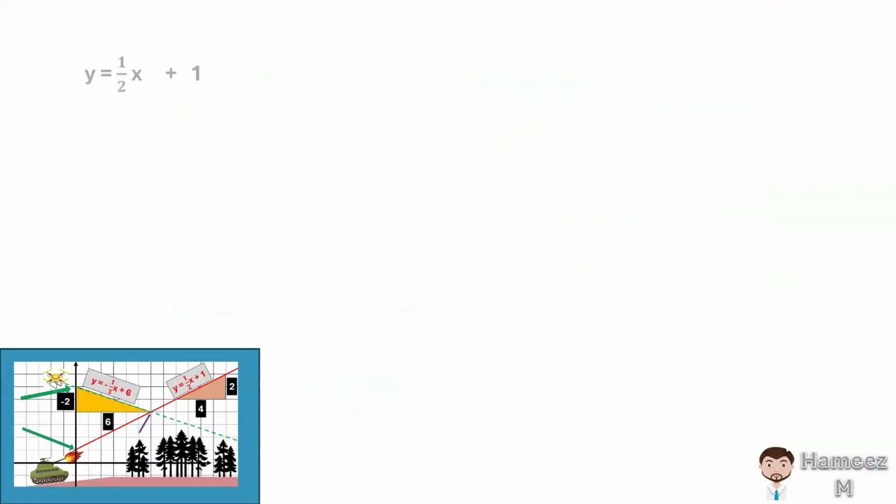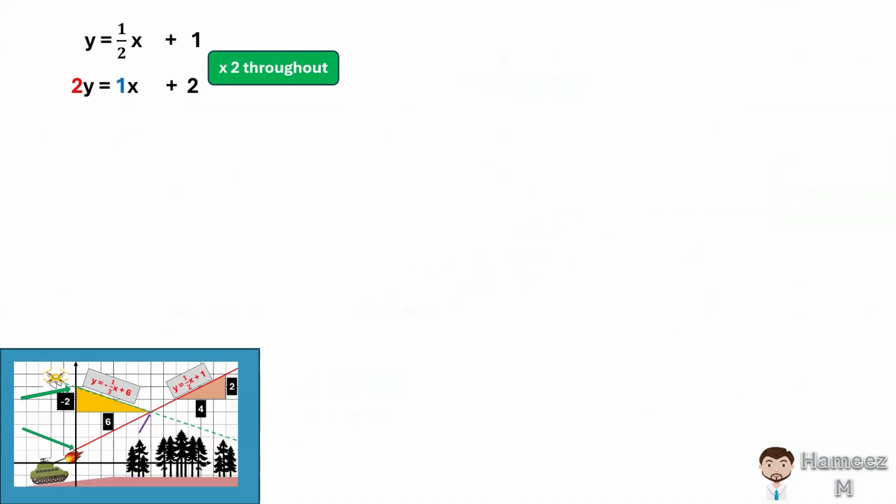Let's write the equations. y is equal to half x plus 1. And for simplicity, let's multiply everything by 2 so that we have nice whole numbers. So y will be 2y, and 2 times a half is 1x plus 2. And we can carry everything across and just leave the constant on the right side. So we have -1x plus 2y is equal to 2. It's still the same, we're just playing a little bit with it.